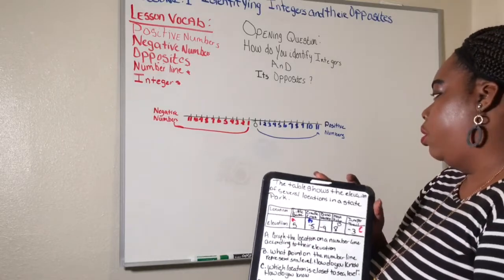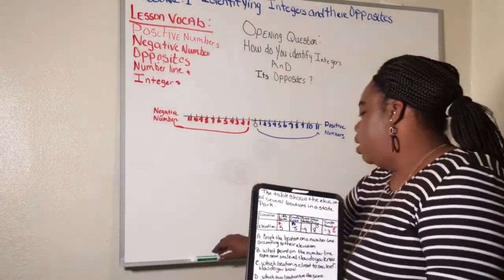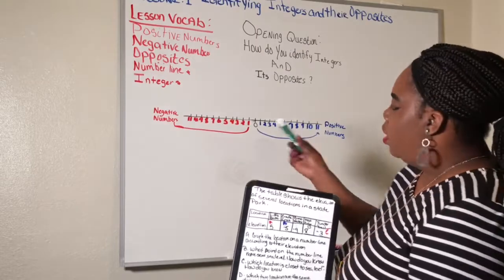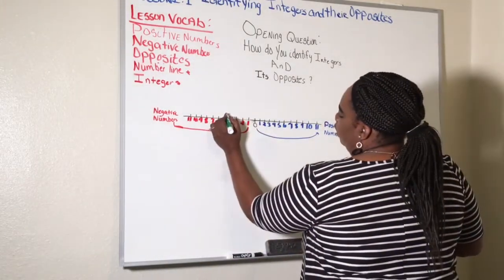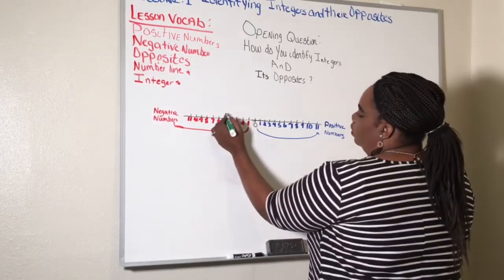And plotting numbers on a number line is just basically finding that number and plotting it on your number line by just putting a dot like this, okay?